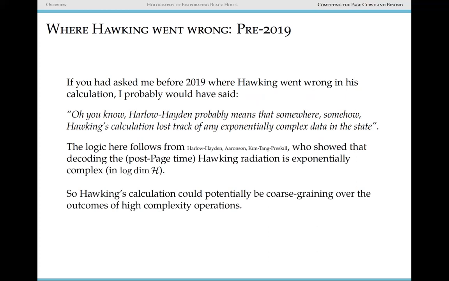So that's one way of thinking about Hawking's calculation, is to say that Hawking was simply coarse graining over hard quantum tasks, that his calculation means that you can't actually execute exponentially hard quantum tasks. Because if you could, then you could see that the radiation is exponentially complex, you could see the radiation is purifying, and you could see the information coming out. But you can't do that if you don't have access to an exponentially powerful quantum computer. So maybe all of Hawking's quantum computers were polynomially bounded in power.